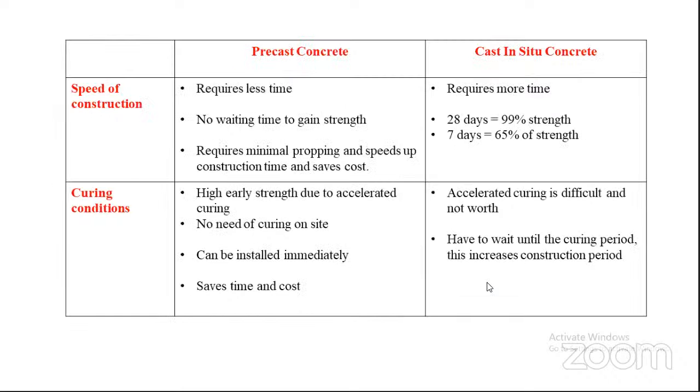So next is the speed of construction. Precast requires less on-site time compared to the cast in situ method, because the precast members are transported to the site and can be directly placed in the desired positions, and there is no waiting time to gain strength. It requires minimal propping and speed. It speeds up the construction time, and it also saves the cost.